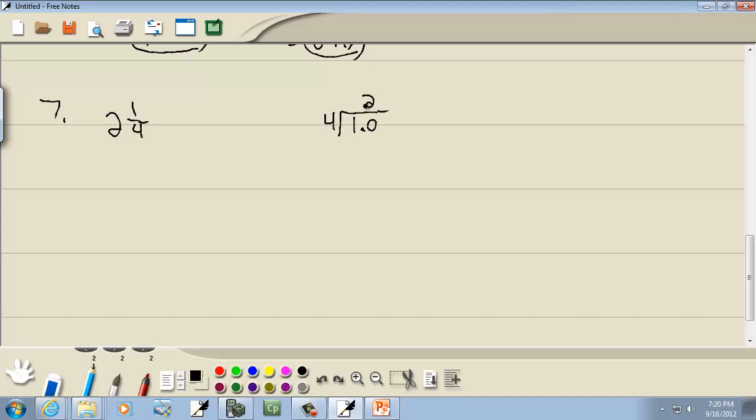4 goes in 10 two times. The decimal point goes straight above there. That's 8, then 2, and then add another 0 on. 4 goes in 20 5 times. 5 times 4 is 20, and then subtract that and I get a 0. So this becomes 2 plus 0.25, which is 2.25.